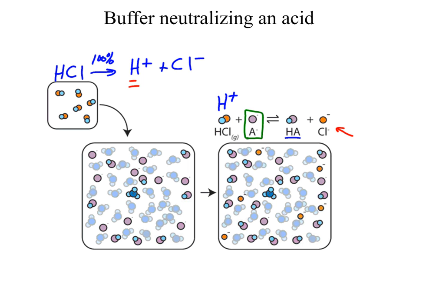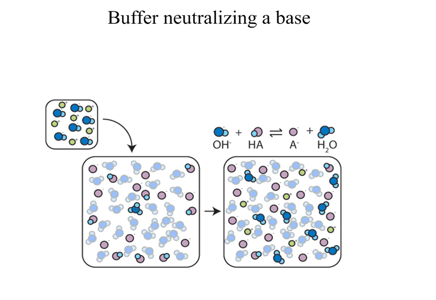Now, if we look at buffer neutralizing a base, so now we're adding something like sodium hydroxide, for instance. And of course, sodium hydroxide will dissolve completely in water. And so you end up with sodium ions and hydroxide ions, as you can see in the little box there. And again, here, this is going to bump up that OH minus concentration. And to maintain the pH, we can't have that happen. That's going to significantly change the pH. So what we want to do is reduce that OH minus ion that we've added to solution.